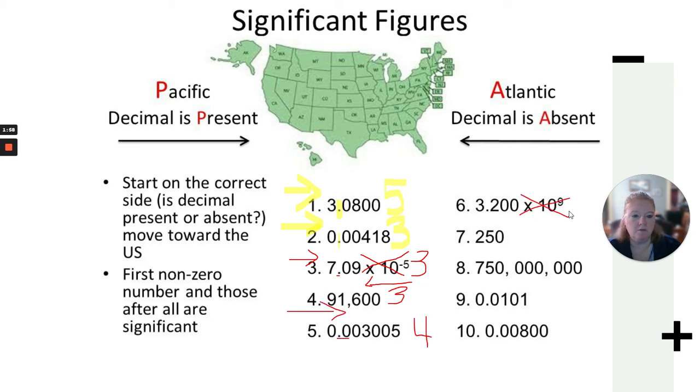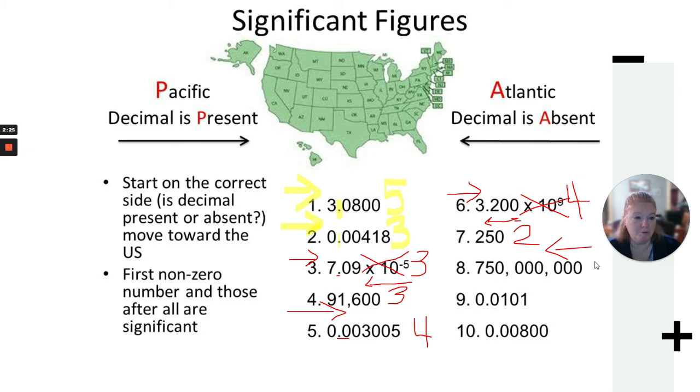Ignore this for significant figures. Decimal, count this way. Not a 0. 1, 2, 3, 4 significant figures. No decimal, count this way. Skip, 1, 2, 2 significant figures. No decimal, count this way. Skip, skip, skip. Oh, 2 significant figures.